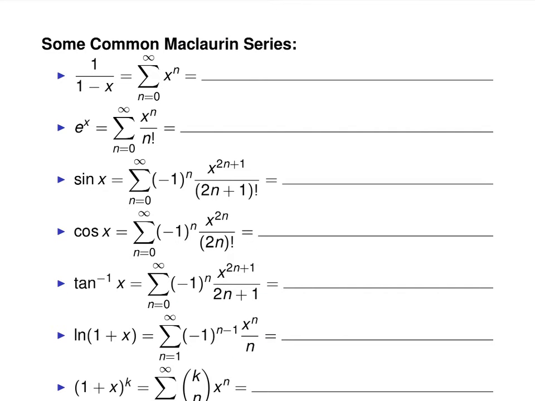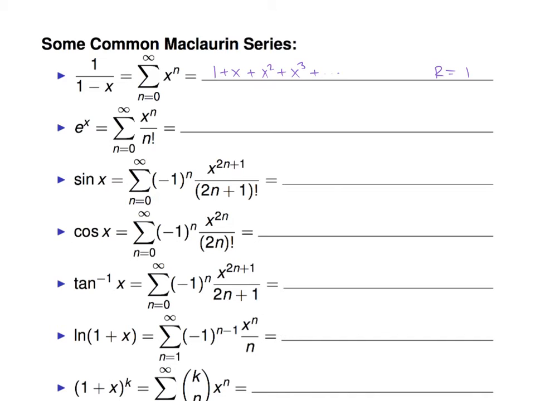So this is the table of common Maclaurin series that you should know. Some of them came from the previous section, and some of them come from this section. So the first one is 1 over 1 minus x, which came from the geometric series. I want you to list out what that looks like. It's 1 plus x plus x squared plus x cubed, and so on. Its radius of convergence is 1.